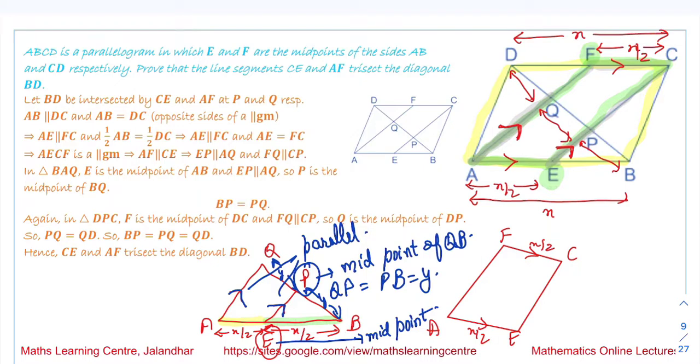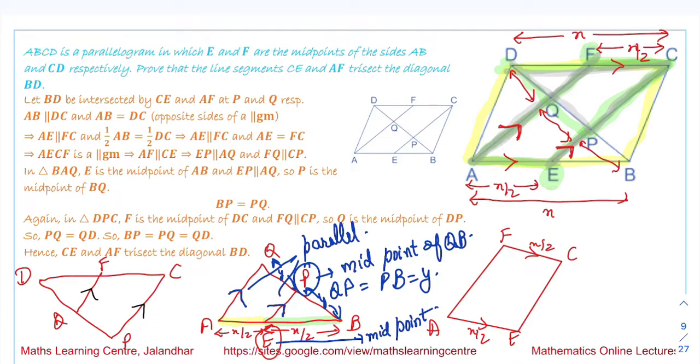Now consider the triangle DPC over here. We are having a line over here that is QF. We are talking about this triangle, DPC, and this is the line QF over here. In this triangle, we have these two lines, and these are parallel to each other because AECF is a parallelogram. This F is the midpoint over here. This length is x by 2 and this length is x by 2. So what we get is that Q is the midpoint.